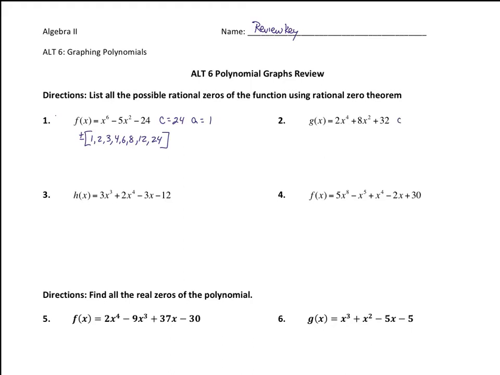For number 2, we're going to have C is 32, and A is 2. So write out your factors of C, which will be plus or minus 1, 2, 4, 8, 16, and 32, and those will be divided by plus or minus 1 and 2. So then write out your list. We'll have plus or minus 1, 2, 4, 8, 16, and 32. And then we'll also have plus or minus 1/2.